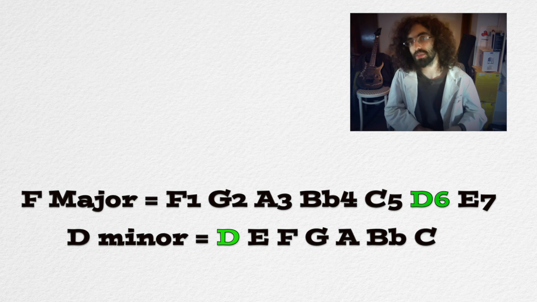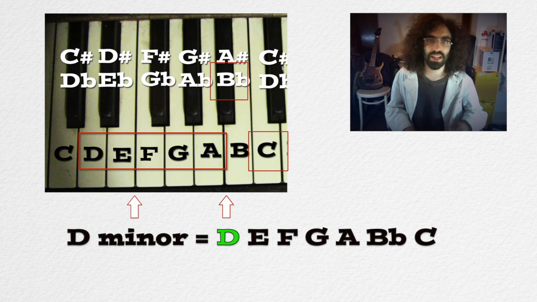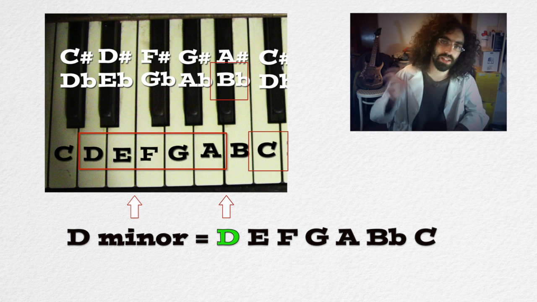Using this information, we can see that the D minor scale is D, E, F, G, A, B flat, C. So you notice that there is a half step between the 2nd and 3rd and between the 5th and 6th notes of the D minor scale. So between E and F and between A and B flat.